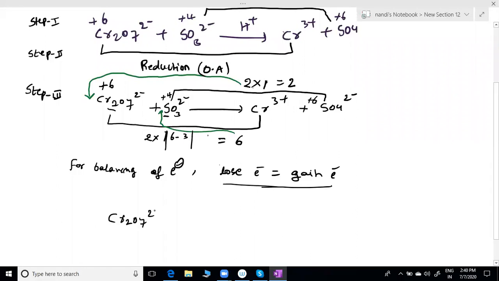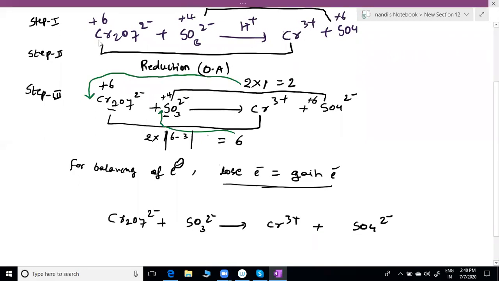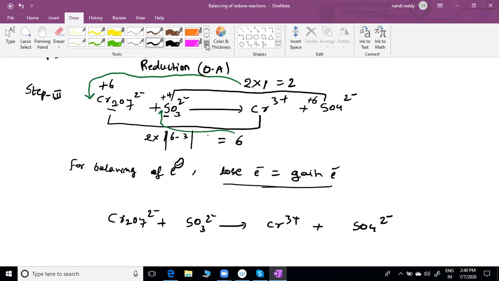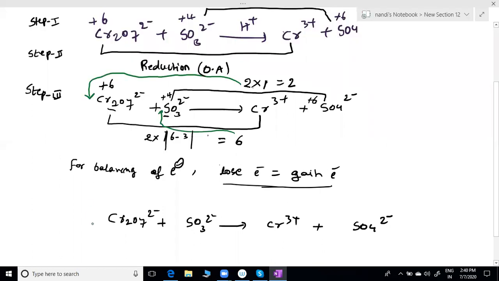Cr2O7 2 minus plus SO3 2 minus gives rise to Cr3 plus and SO4 2 minus. Now we are writing. You can check it. So here how much are you writing? 2. Here how much? 6. Any doubt here? Have I shown with an arrow? Please check it. I showed with an arrow very simply.